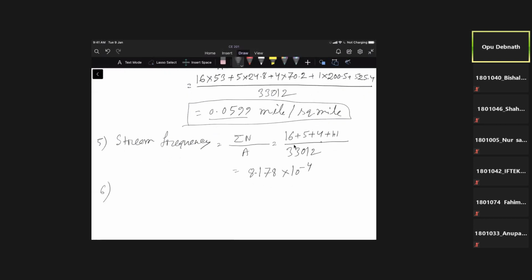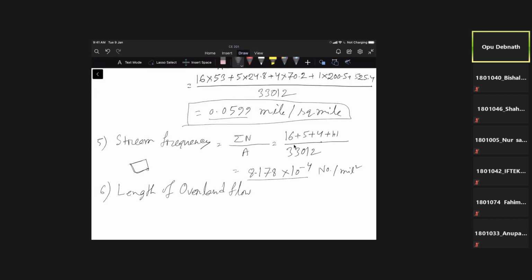The sixth parameter is the length of overland flow. Stream frequency is a frequency, and the unit is number per square mile. That means on average, for 1 square mile of area I have this number of streams.